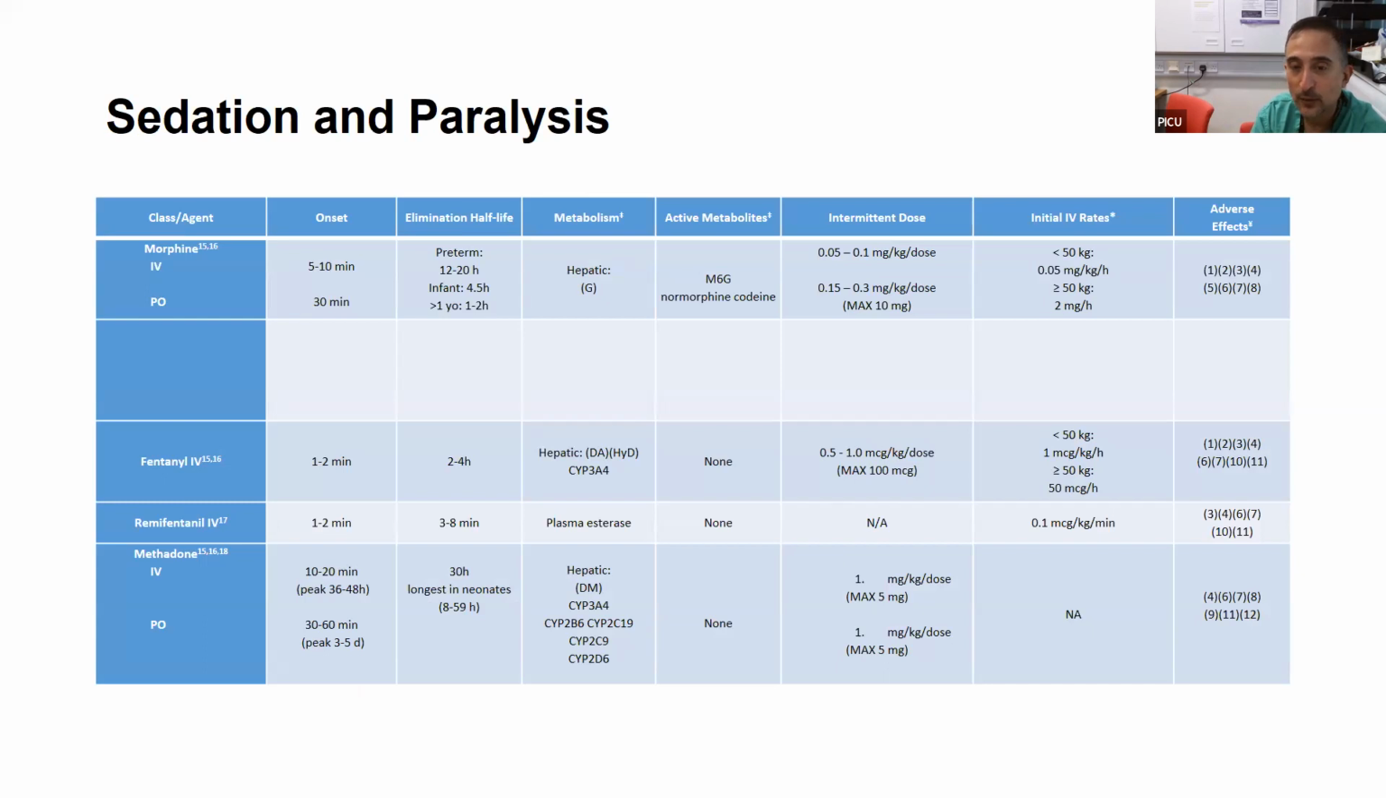There's a whole variety of drugs that we use. This is just an example of some of the opiates that we use. If you've worked here a little bit now, you've seen us using morphine, and you've seen us using fentanyl, which is a more potent opioid, with a shorter onset of action and a shorter half-life. Remifentanil is another opiate, which has a very rapid onset of action, but a very short half-life and very quick metabolism. And there are some other opiates.